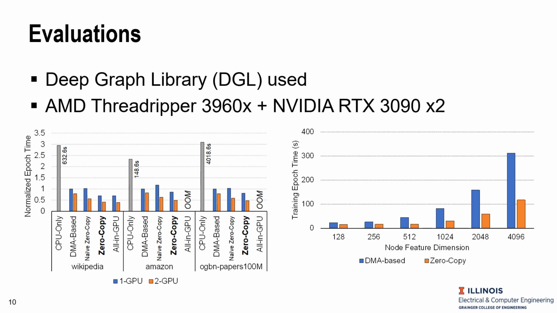For the Wikipedia dataset, since the whole dataset can fit into the GPU memory, we also compare our method with the all-in GPU memory case. As we can observe from the comparison results, our zero-copy method can completely hide the PCIe data transfer time over the training time, and therefore it can match the all-in GPU memory case. On the right side of the slide, we compared the zero-copy method and the DMA-based method with varying sizes of node features. With small node features, the performance improvement of the zero-copy method is limited to about 1.5 times, but with larger node feature sizes, the improvement becomes about 2.7 times. This result shows the importance of using an efficient data access mechanism with larger node feature sizes.